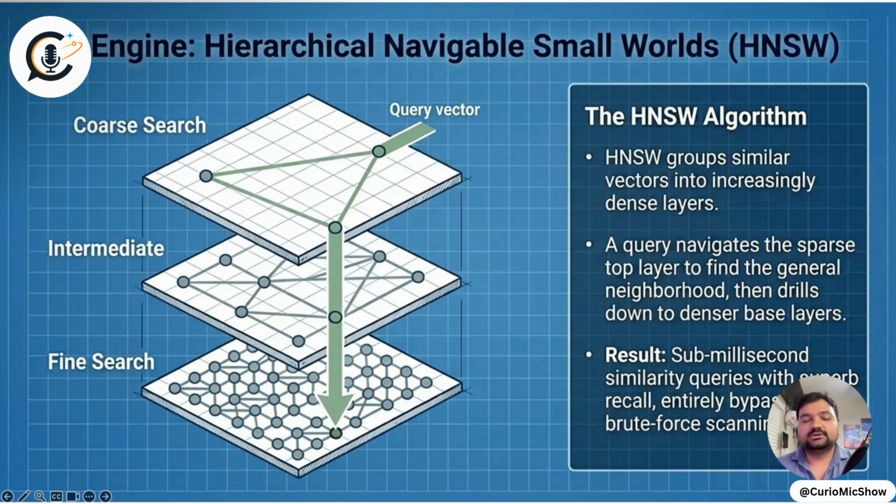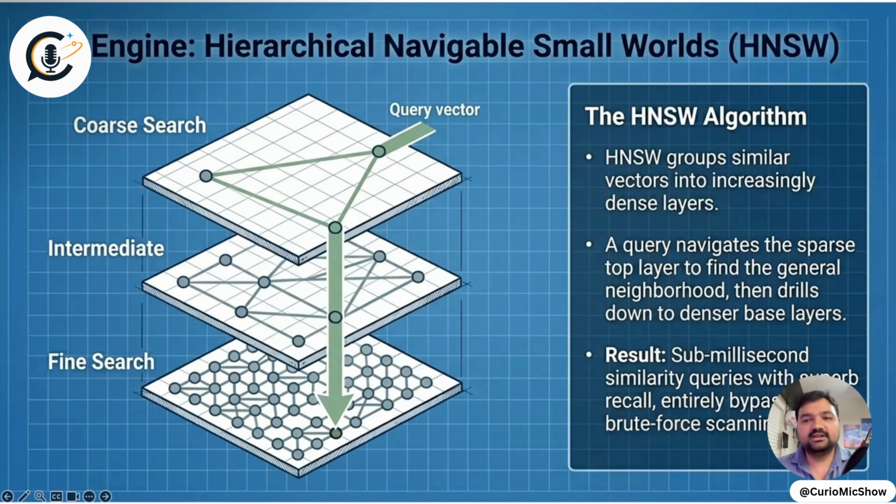Now we get to the engine behind fast vector search. HNSW stands for Hierarchical Navigable Small Worlds. That sounds complicated, but the idea is elegant. Imagine a city map. At the top layer you have highways, at the middle layer you have major roads, and at the bottom layer you have local streets. HNSW works similarly.